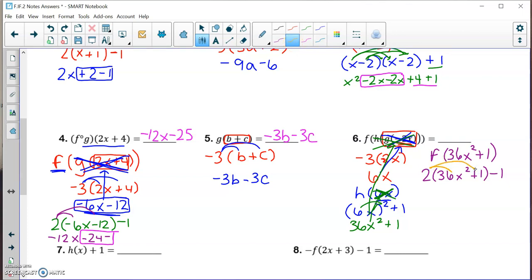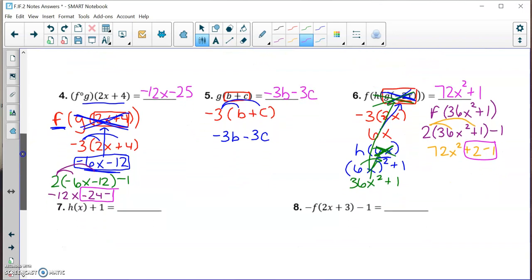Distributing that 2 into parentheses, I have a 72x squared plus a 2 minus a 1. Combining like terms, I wind up with a 72x squared plus a 1 as my final answer. All right, moving on to number 7.